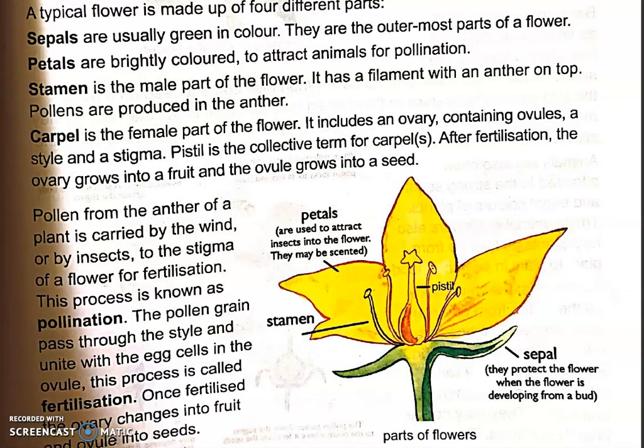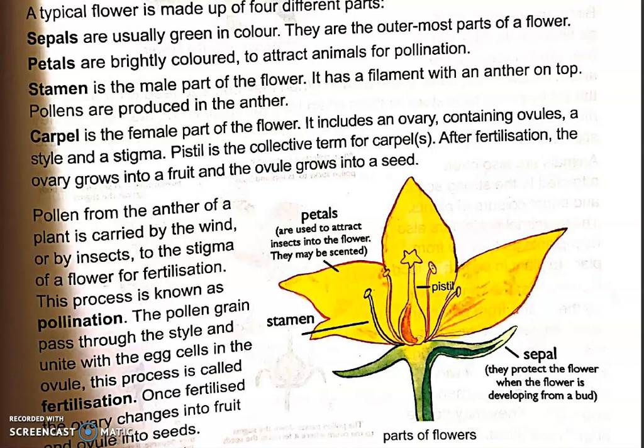Then carpel is the female part of the flower. Now a plant or flower is a beautiful thing. It has male parts also and female parts also. Usually as humans, we are either men or women. We are boys or girls. So we have male parts or female parts. But flowers, sometimes they have both the parts. So carpel is the female part of the flower. It includes an ovary containing ovules, a style and a stigma. Pistil is the collective term for carpels. So many carpels together are known as pistil.